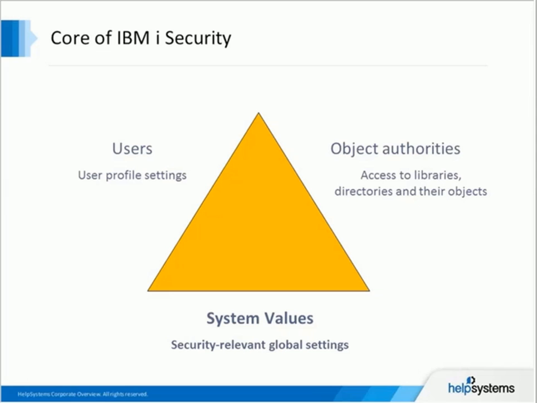So the first thing that I look at when I'm looking at the balance of IBM iSecurity are system values. The other 2 areas, and those will be covered in other sessions, are user profile configuration and object authorities. So again, those will be covered in other sessions, but today we're going to look at those global settings, which are system values.